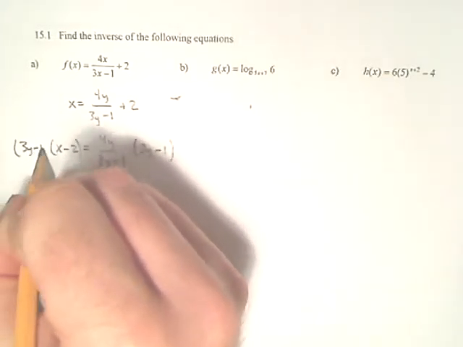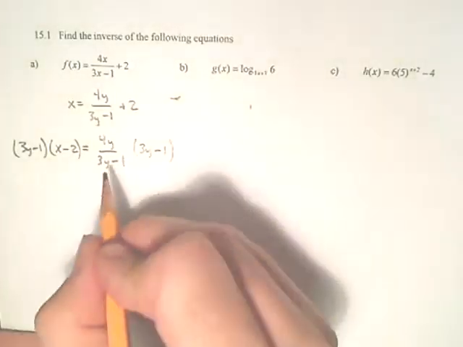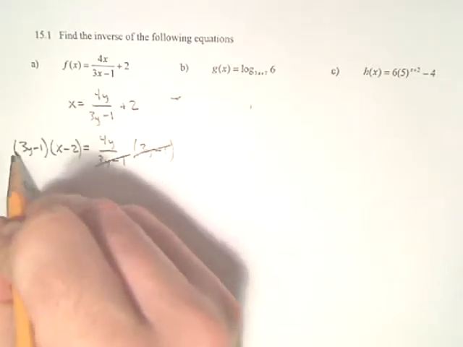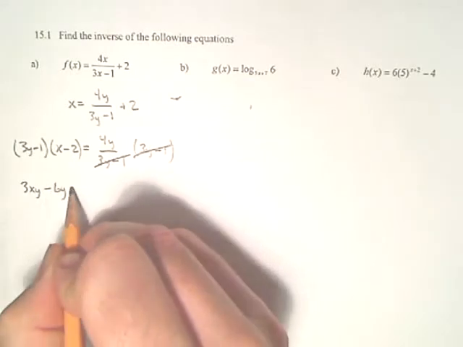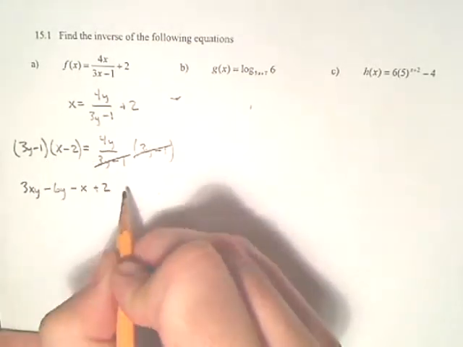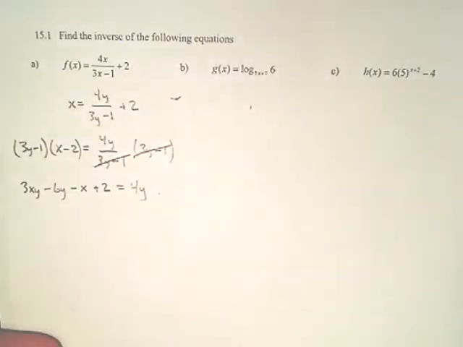Over here, we're going to need to FOIL. This is a binomial being multiplied by a binomial. So, first terms would get you 3xy. Outside terms, minus 6y. Inside terms is a minus x. And the last terms is a positive 2. That's just FOILing. The only thing left on this side is 4y.